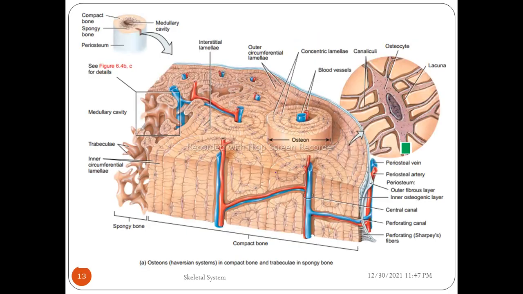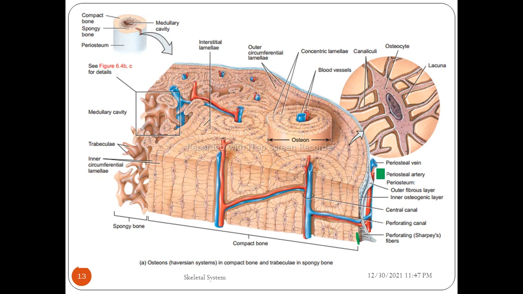Having this concept, when we cut the bones microscopically, it looks just like this. This is bone. This is known as an osteon. This is a blood vessel, and this is the concentric lamella. This one is the central canal, and this one is the perforating canal. These are perforating fibers, or Sharpey's fibers. As I told you, Sharpey's fibers, or perforating fibers, are tiny fibers which attach the periosteum to the bone itself.